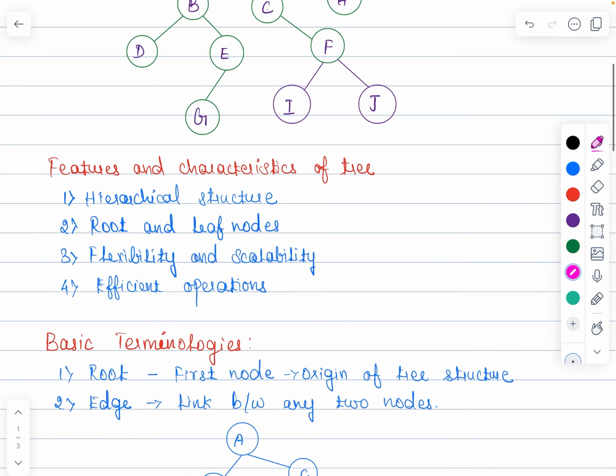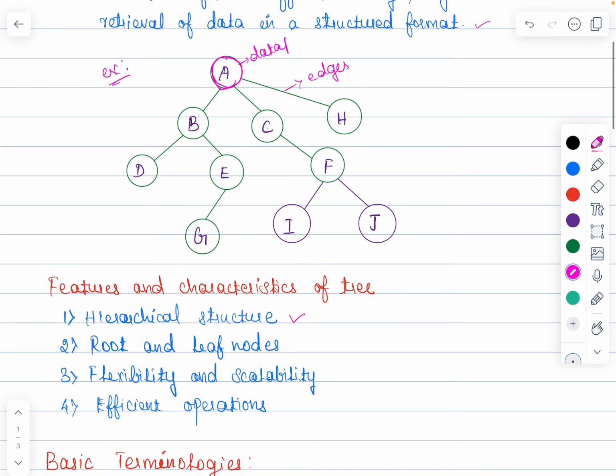And the next topic is about the features and characteristics of a tree. The very first feature is hierarchical structure. A tree data structure organizes and stores the data hierarchically, much like a real tree with branches. If you check this example, yes, it looks like a tree with multiple branches, and it represents the relationship between the different elements as well, which allows us to understand their connection. And every node here is connected by edges.